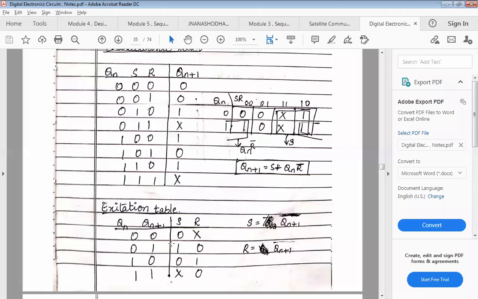Okay, so now we have to do something called grouping. Qn and Qn plus 1. So just see wherever it is 0, 0. I have Qn is 0, Qn plus 1 is also 0. Here also it's 0, and here also it's 0. So what do I have to do, students? Help me. What do I have to do?